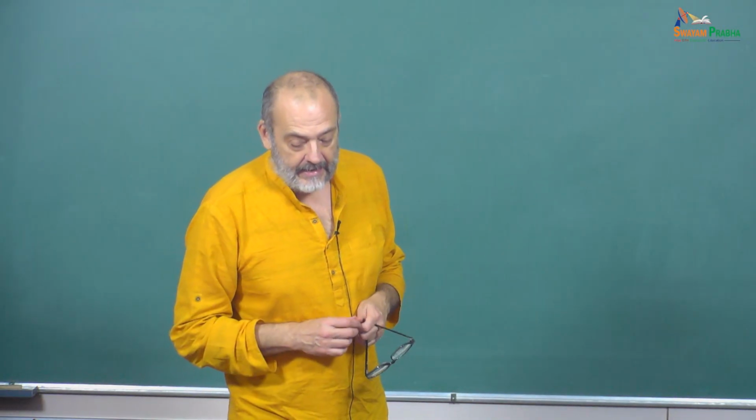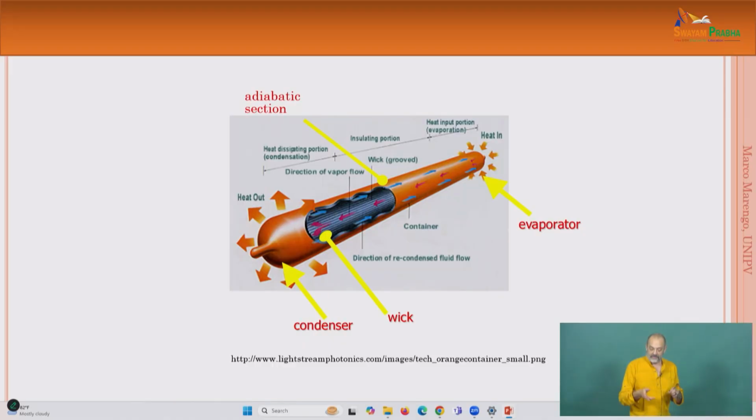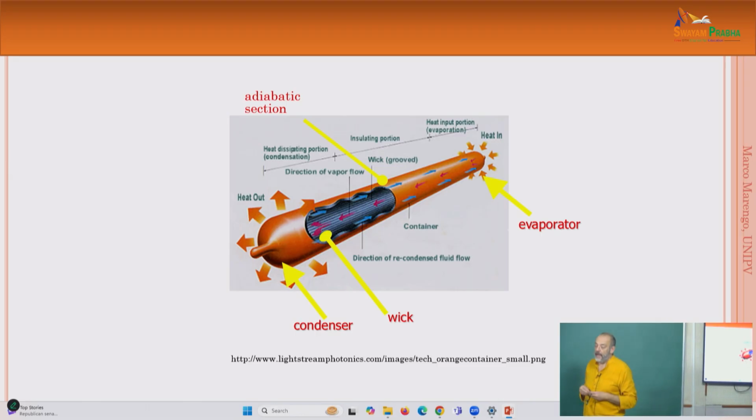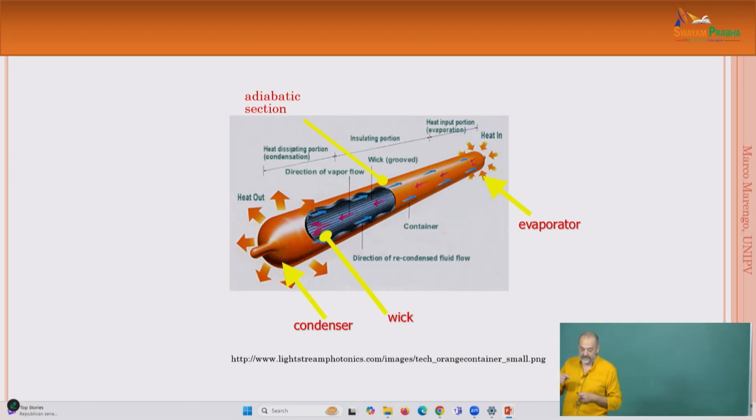So again, this is the classical representation. It's a very famous picture that you can find on the internet. I'm always using that, but it's interesting because you can really see that we have an evaporator, and we have a tube that contains a wick, and because of this, the liquid that is formed in the condenser is going back, as I said. And there is a so-called adiabatic section, of course.